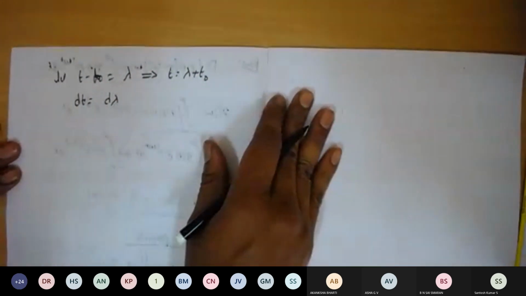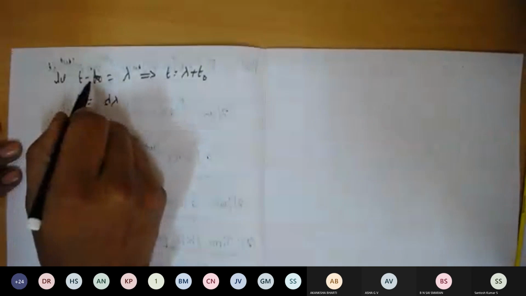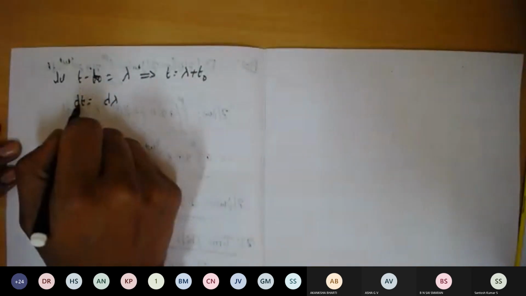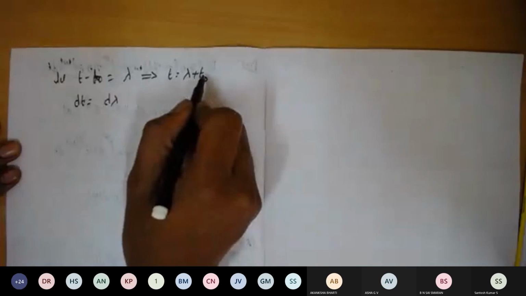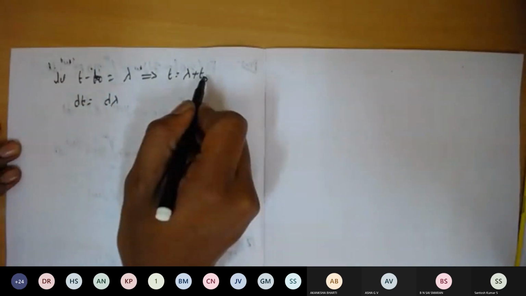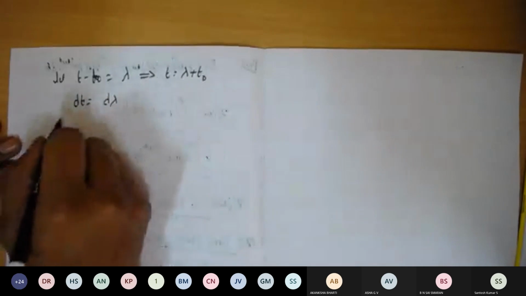Any doubts? So I'm finding the value for t: t is equal to lambda plus t naught. Now we need to find the value for dt. dt is equal to d lambda, since t naught is a constant and its derivative is equal to 0 when we differentiate. Now we need to find out the limits here.